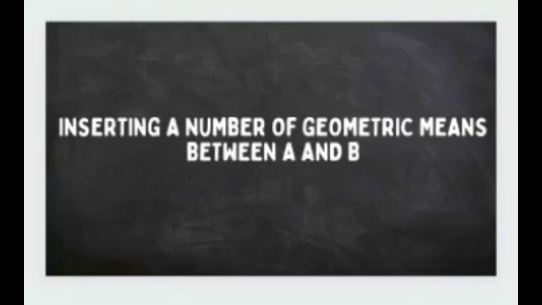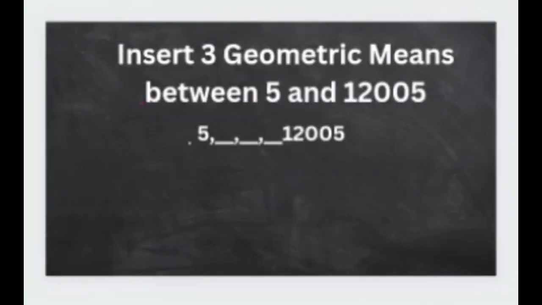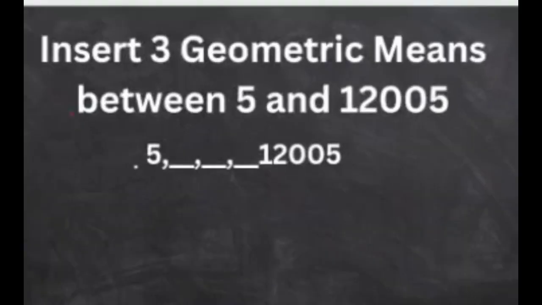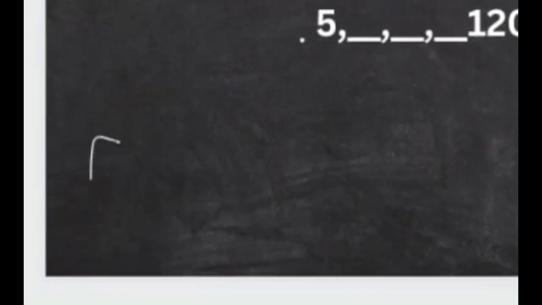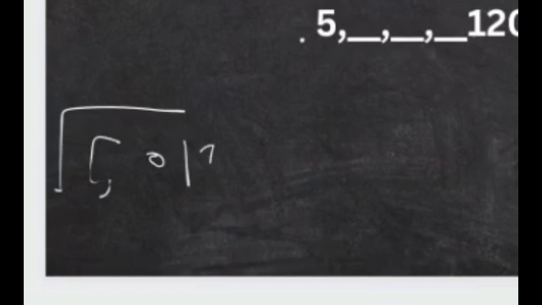Let's get started with example number 1. Insert 3 geometric means between 5 and 12,005. So, 5 is our first term and 12,005 is our fifth term. To solve this, we need to get the third term first. To get the third term, we need to multiply 5 by 12,005.